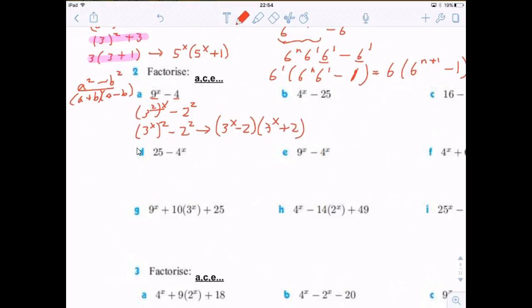Okay? If you don't see that immediately, then what you could do is you could say, oh, 3 to the x is going to be happy face. 2 is going to be sad face. So, happy face squared minus sad face squared is equal to happy face minus sad face times happy face plus sad face. Okay? All right.